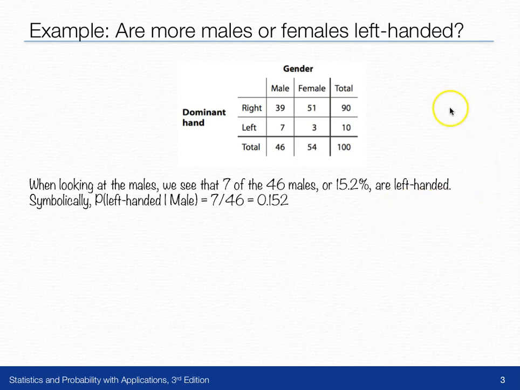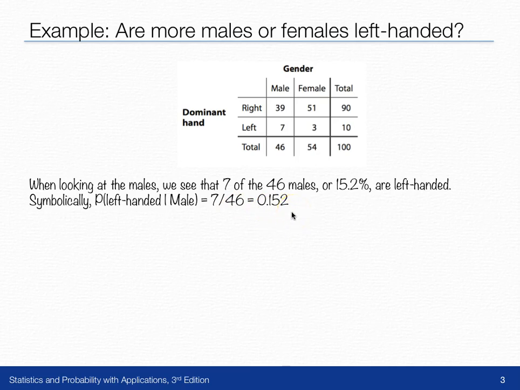We can see from the table that out of the 46 males, 7 of them are left-handed. That's 15.2%. Symbolically, we can write it this way. The probability of left-handed, given that the student is male, is 7 out of 46, or 0.152.